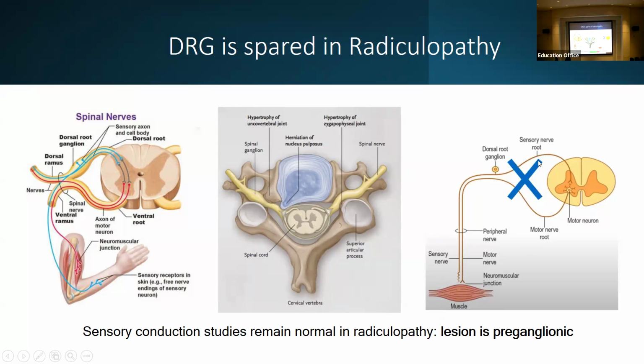So if we do the nerve conduction test, if you have a lesion such as radiculopathy, which is proximal to the dorsal root ganglion, when you check the sensory nerve conduction, you will get normal results. So if you see a normal SNAP in your study, you can safely draw the conclusion that the lesion is preganglionic. Okay.